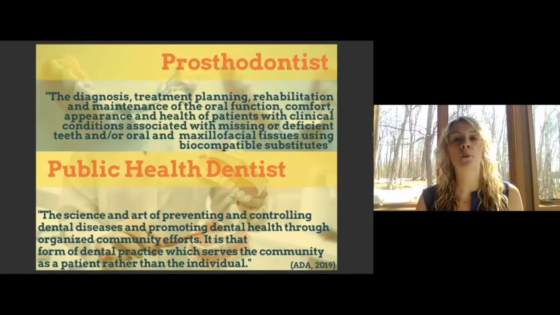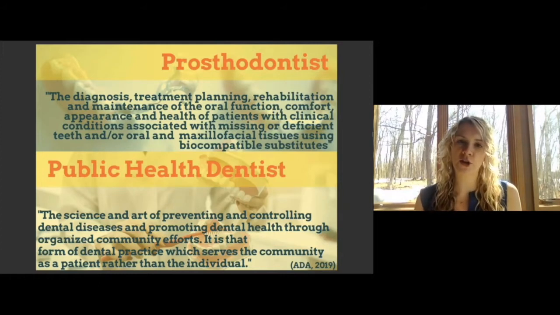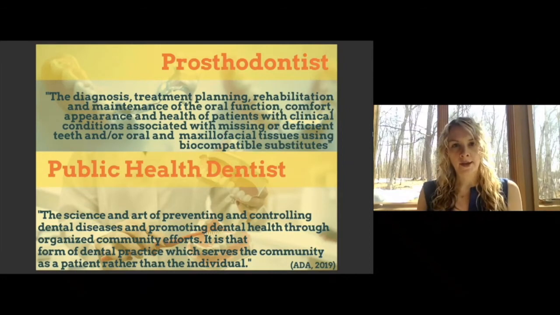Prosthodontists focus on more difficult cases of restoring the dentition and multiple missing teeth, things like partial dentures and implants, and changing bites with appliances. That falls within the scope of a prosthodontist. A public health dentist focuses more on the community versus the individual. It's the science and art of preventing and controlling dental disease through a community effort.